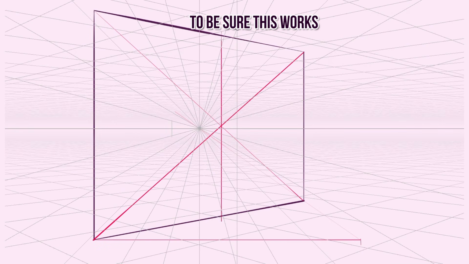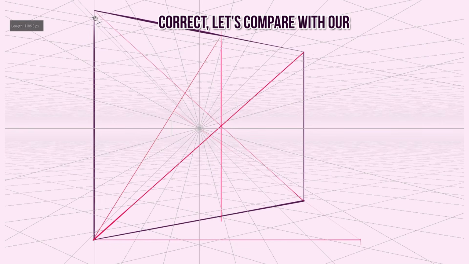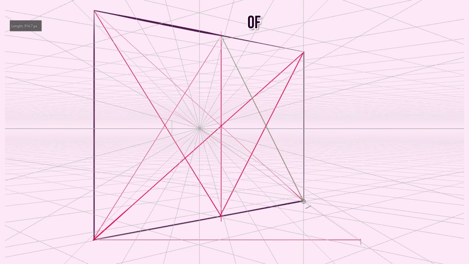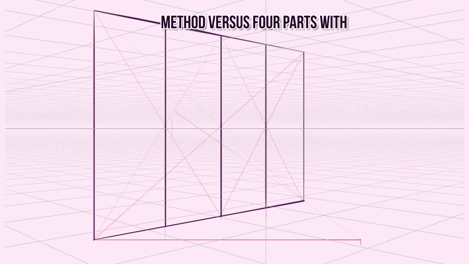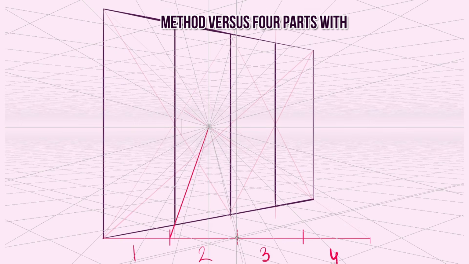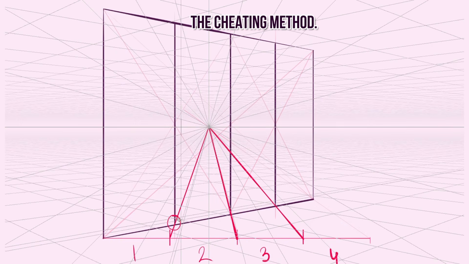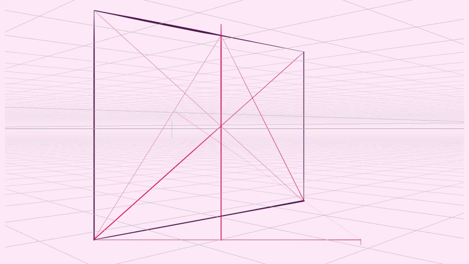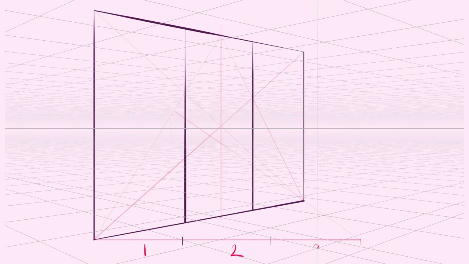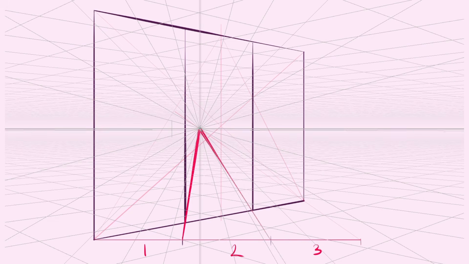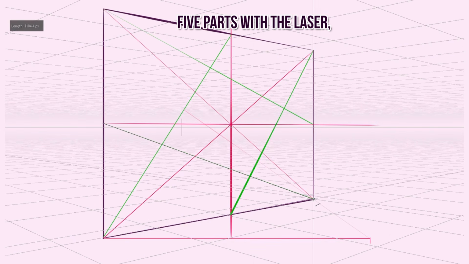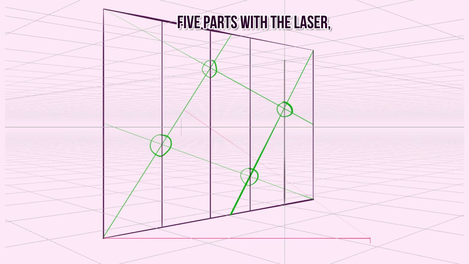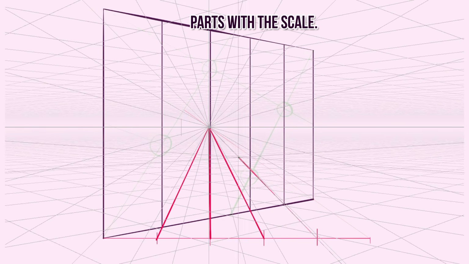To be sure this works correctly, let's compare with our techniques from the first half of the video. 4 parts with the kludge method versus 4 parts with the cheating method. 3 parts with the arrow, 3 parts with the scale, 5 parts with the laser, 5 parts with the scale.